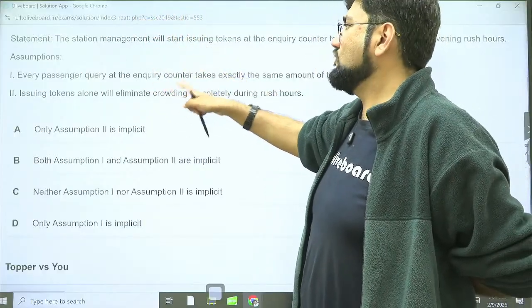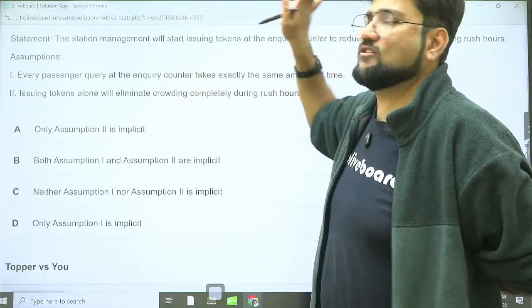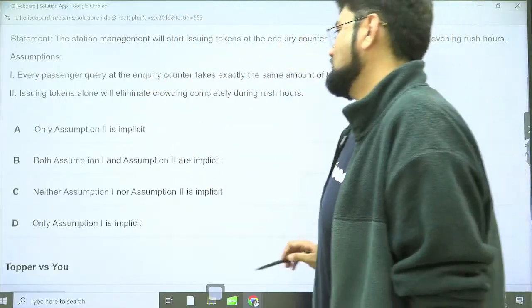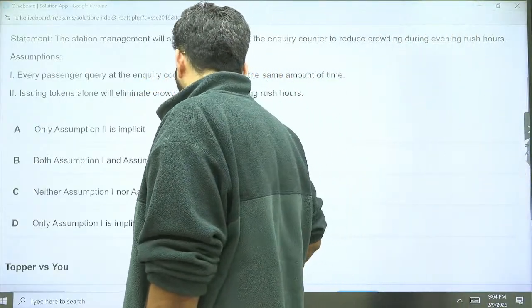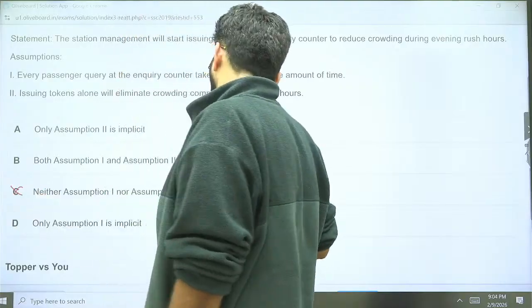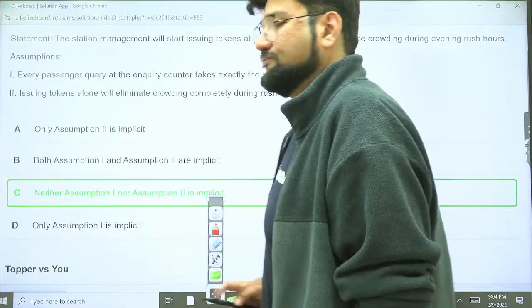Issuing tokens alone will eliminate crowding completely during rush hours. That has also not been said. They are just saying that issuing tokens is one of the aspects. So technically here, my clear answer is going to be both do not follow. That means none follow. So option C is your correct answer without a doubt.